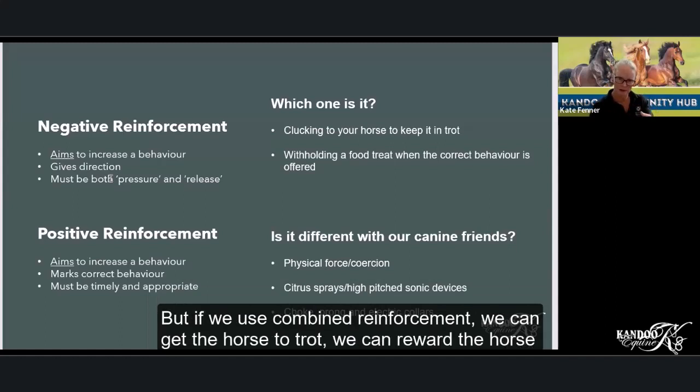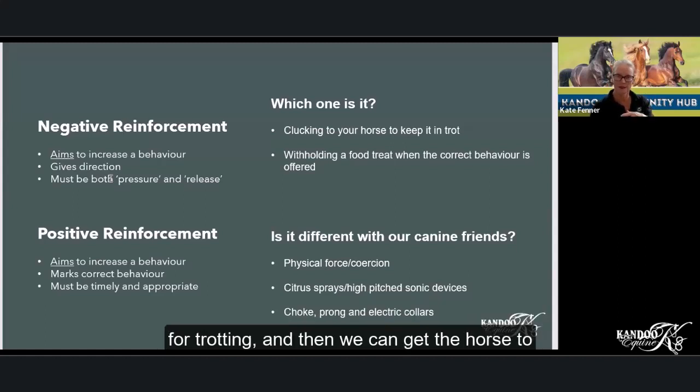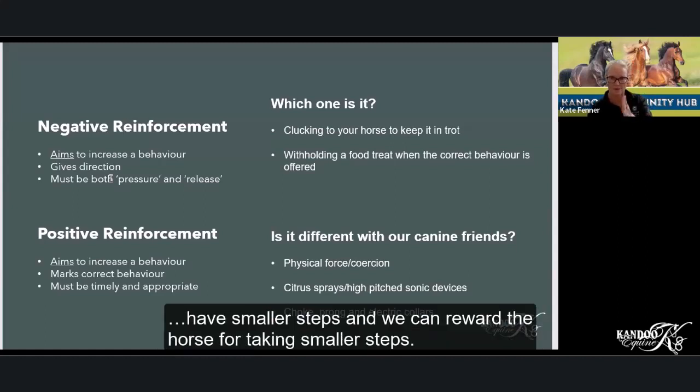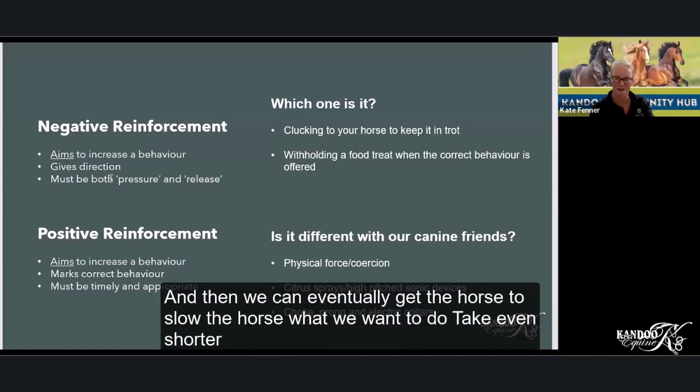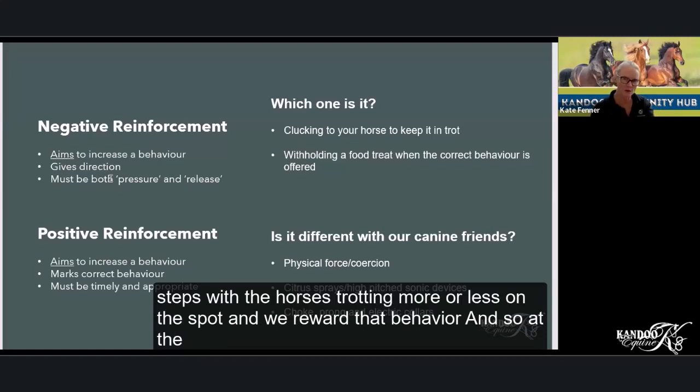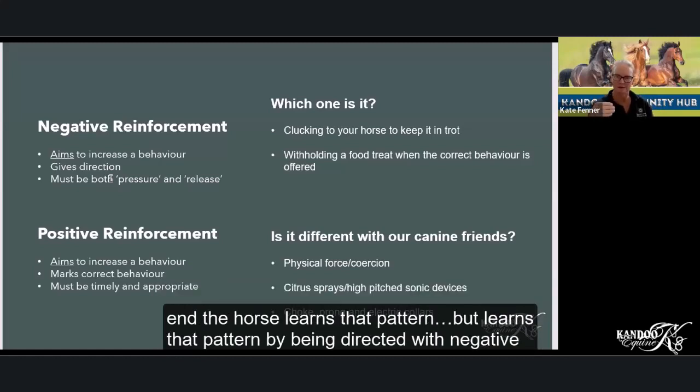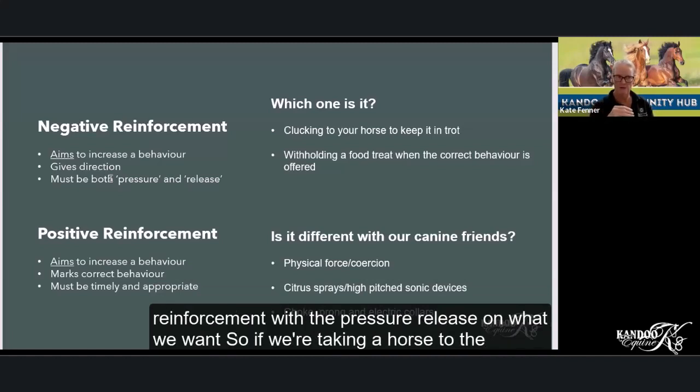But if we use combined reinforcement, we can get the horse to trot. We can reward the horse for trotting. And then we can get the horse to take smaller steps, and we can reward the horse for taking smaller steps. And then we can eventually show the horse what we want to do, take even shorter steps, and the horse is trotting more or less on the spot, and we reward that behavior. And so at the end, the horse learns that pattern. It learns that pattern by being directed with the negative reinforcement, with the pressure release on what we want.